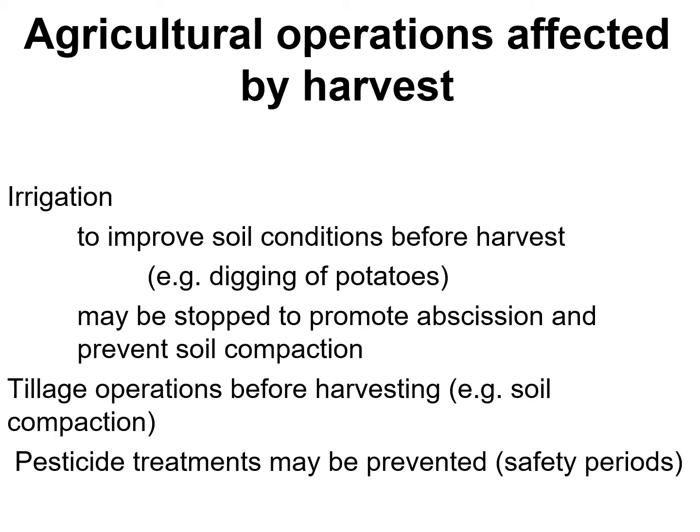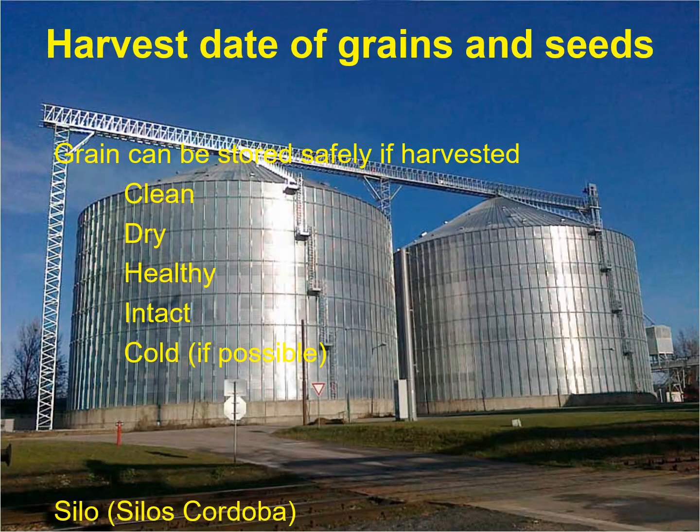We can also manipulate the soil compaction using tillage, using, for instance, a roller, and that can be a good alternative before harvesting some fruit trees to avoid soil compaction. Pesticide treatments may be prevented for a period before harvest according to the safety periods marked by the characteristics of the pesticide applied. That may take, for instance, 2-3 weeks before harvest. We will not be able to apply a given pesticide.